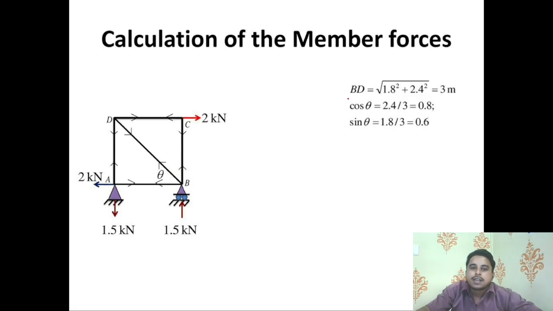Here you can see BD. Let me draw it. It is a triangle, right? It is a triangle A, here is the theta. Now BD, what will be the BD? It is the hypotenuse. So we know the formula of hypotenuse. From there we have this value is 3 meter. The measurement of BD is 3 meter, and cos theta value is 0.8, sin theta value is 0.6.